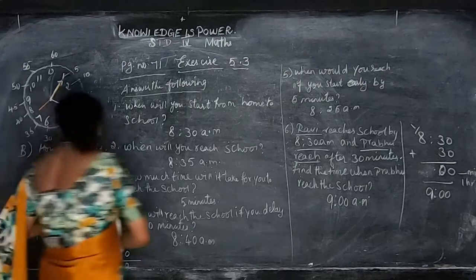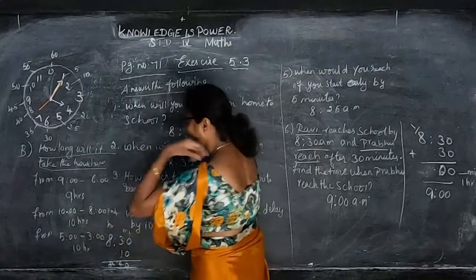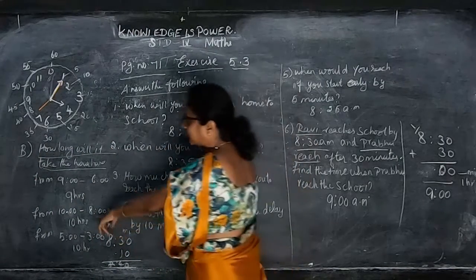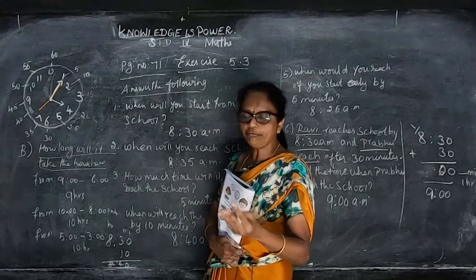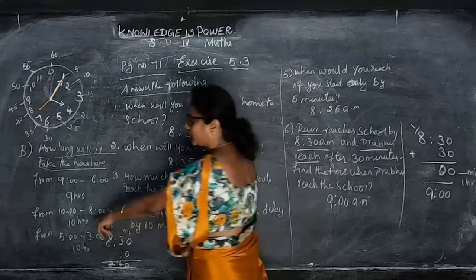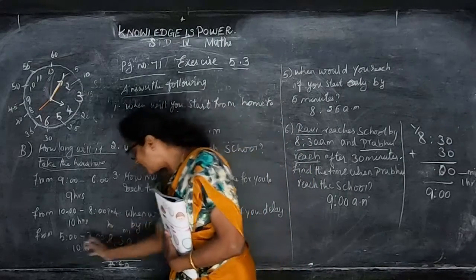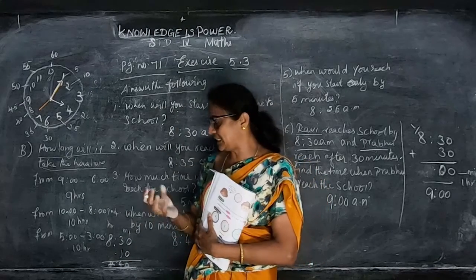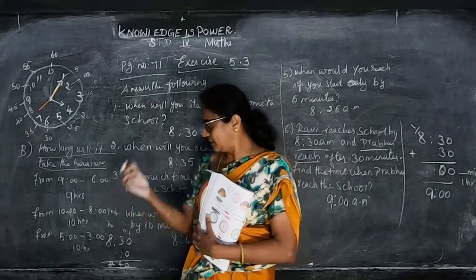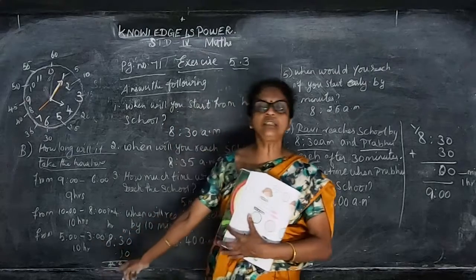Then after that from 10 o'clock, 10 a.m. to 8 p.m. So that gives you also the 10 hours. That is after 10, 11, 12, and then 1, 2, 3, 4, 5, 6, 7, 8. That gives you the 10 hours. And from 5 hours to 3 hours, so morning 5, in the 5, 6, 7, 8, 9, 10, 11, 12, and then 3 o'clock, that gives you the 10 hours.